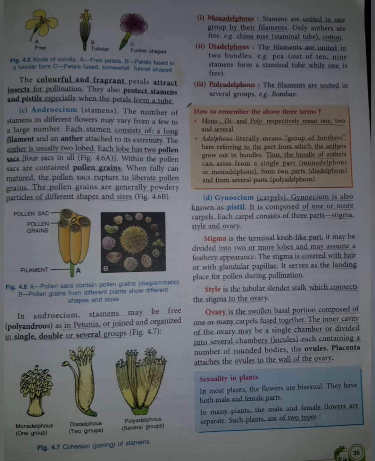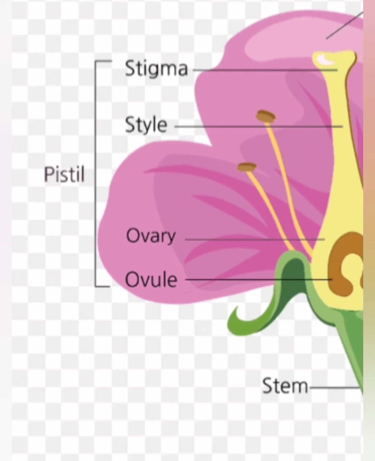Let's move to the female part, that is the gynoecium, which is also known as the pistil, and it consists of 1 or more carpels. The carpels are further divided into 3 parts, that is the stigma, the style and the ovary. The stigma is a terminal knob-like part, which you can see in the picture, and it has a feathery appearance. It is divided into 2 or more lobes, covered with hair or with glandular papillae, and it serves as a landing place for the pollen during pollination.